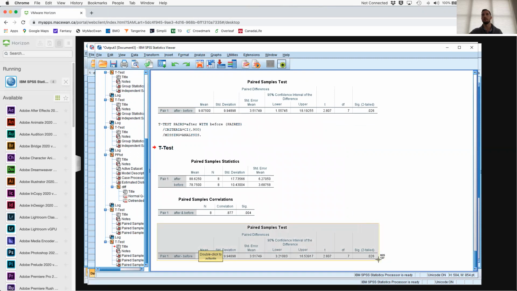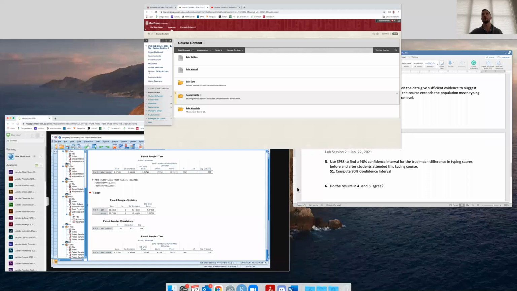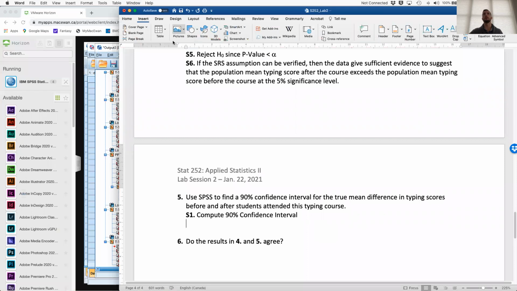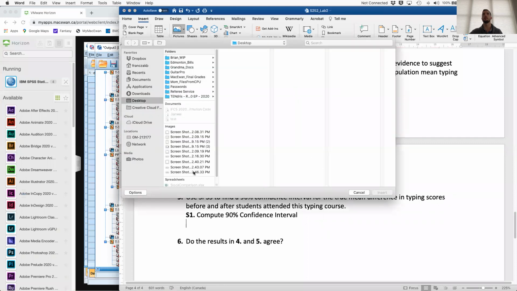And you can see here that the output for the hypothesis test is the same as it was before. But the output for the confidence interval has now changed compared to question 4 because we have changed the confidence level.